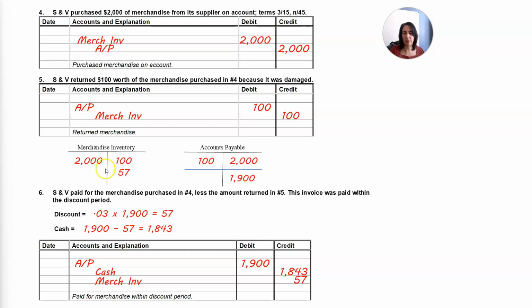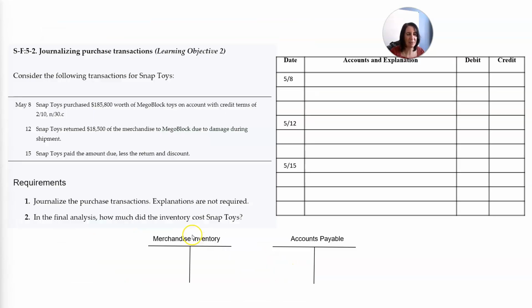So if we subtotal at this point, we have what we bought minus what we returned minus the discount. That means the inventory on our records as an asset is $1,843. Guess how much cash we paid? $1,843. So now they match, right? Remember the cost principle? The cost principle says we record the assets for what we paid for them. That's what we just did. We reduced the inventory by the discount piece, and now the value of the inventory on our records matches the amount of cash that we paid out for it. Kind of neat, huh? Okay.